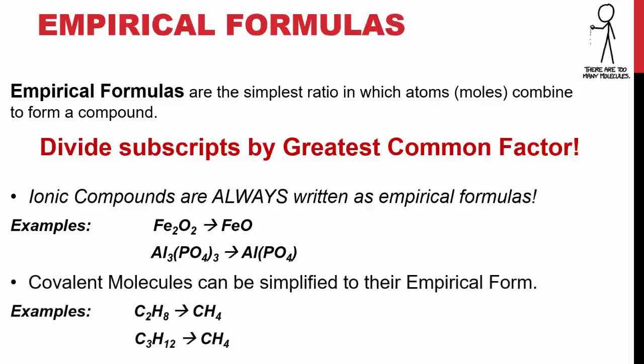However, covalent molecules can also always be simplified to their empirical formulas, even though that may not show their true molecular formula. So if you have C2H8, the greatest common factor between these two numbers is 2. If you divide everything by 2, you get CH4. If you have C3H12, the GCF is 3, so if you divide everything by 3, you also get CH4. In some situations, the empirical formula can be the same for many different molecules.